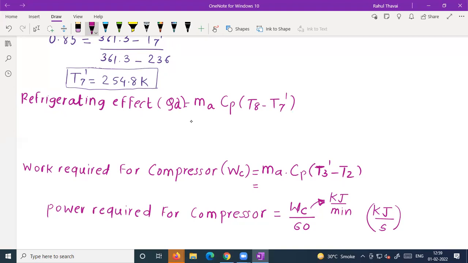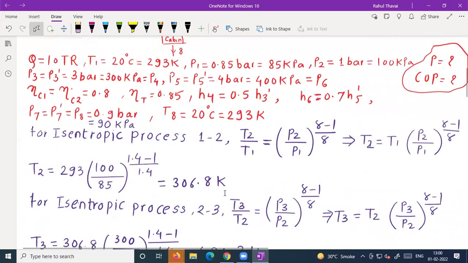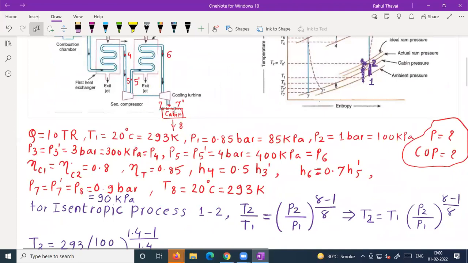All of you see this, the cabin gets cooled. That means what? The air gets heated, right? So when the air gets heated, the temperature will increase from T7 dash to T8. Is that okay, all of you? Why does the cabin get cooled? The cabin gets cooled because the temperature of the air increases from T7 dash to T8. So when the temperature of the air increases, obviously the cabin gets cooled because the air abstracts the heat from the cabin, right?